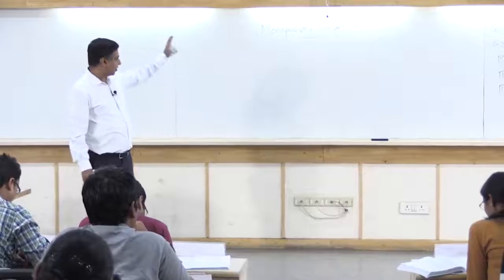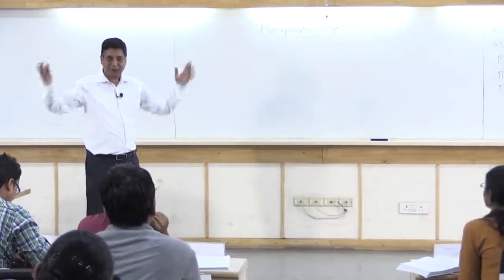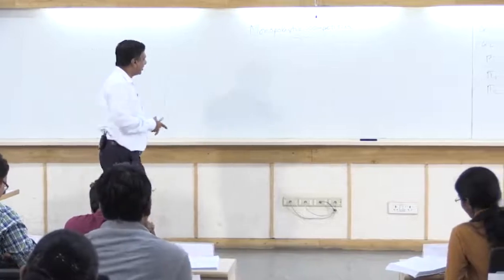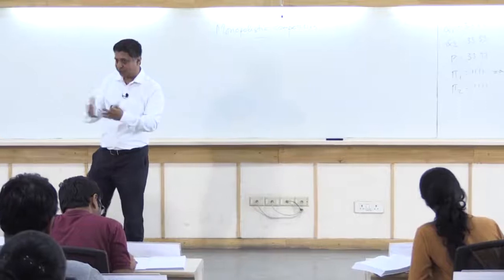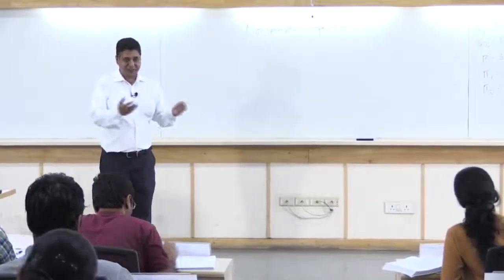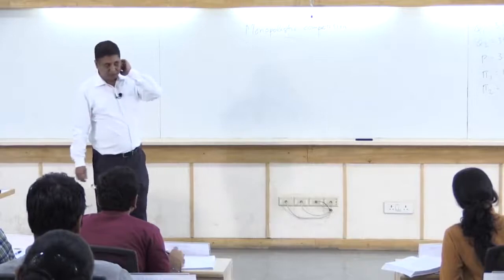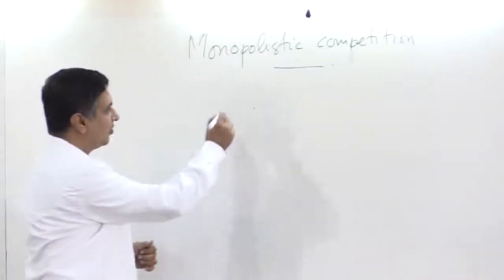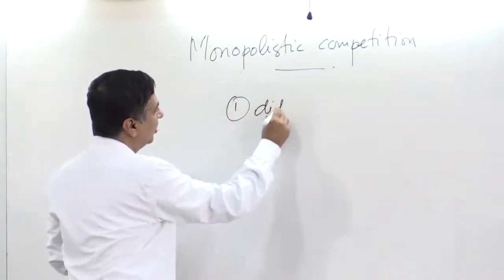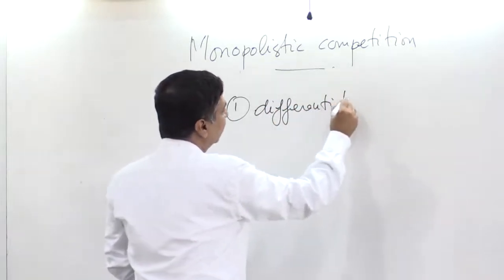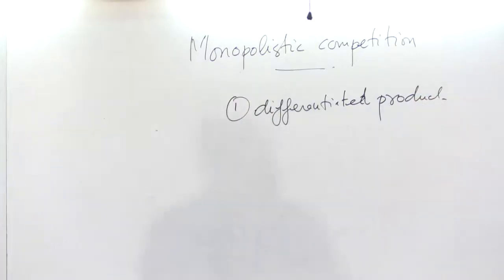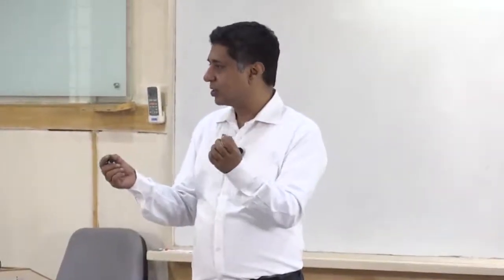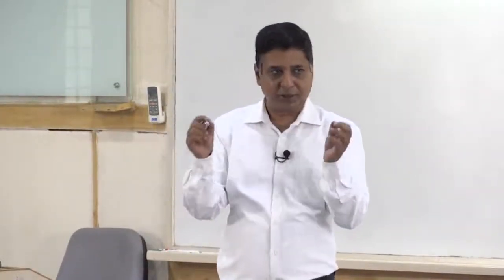So, the last of the four barriers, as it were, monopolistic competition. So, what is monopolistic competition? We said it's like competition, but it's also like monopoly. First of all, we have a situation where there is a differentiated product. So, monopolistic competition is like a situation where each firm has a product which is unique to itself.